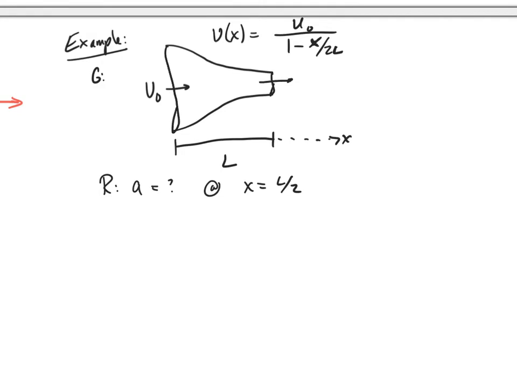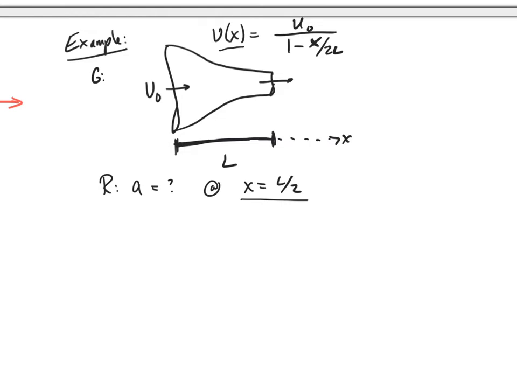As it moves through this nozzle, somebody somewhere somehow figured out the equation for the flow velocity as a function of its position, x. And it is u naught divided by 1 minus x over 2L, where L is the length of the nozzle, as drawn down here at the bottom. And what we want to know is, what is the acceleration at x equals L over 2?